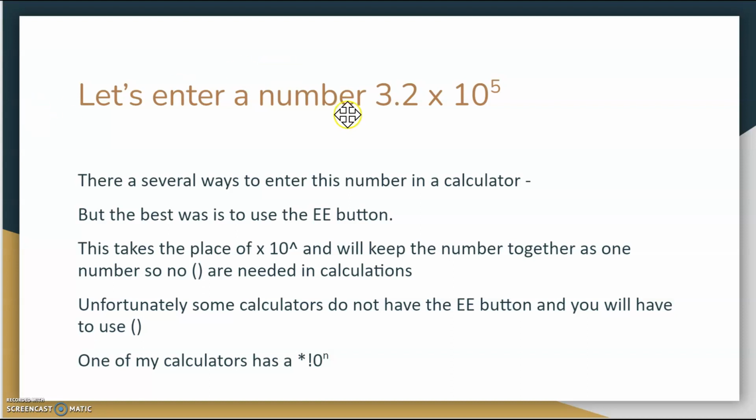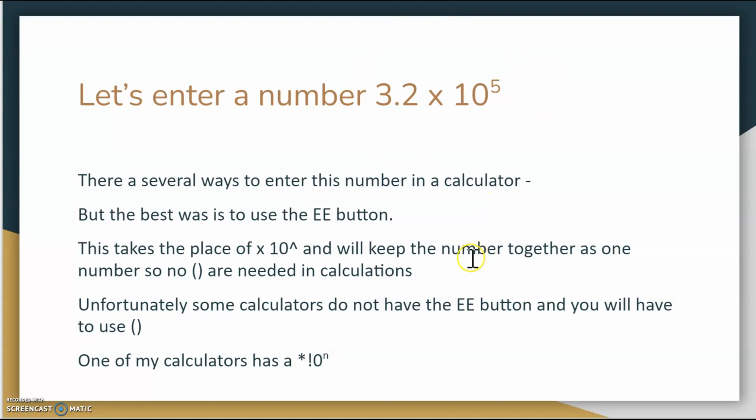So let's enter the number 3.2 times 10 to the 5th. There are several ways to do this, and it depends on your calculator. My favorite calculator has an EE button, which stands for exponent. It actually takes the place of the times 10 to the. It is really a good button because it keeps the 3.2 connected to the 10 to the 5th power, and it treats it as one number, which is easier in calculations.